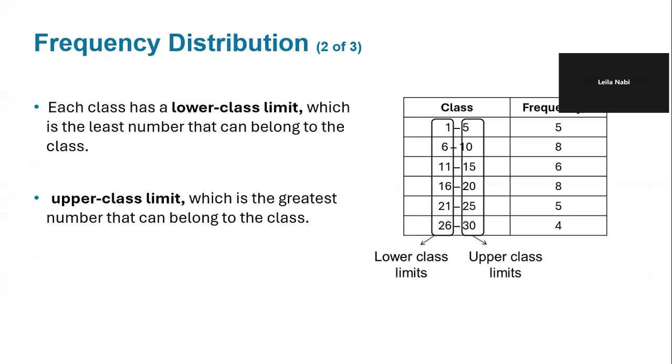In the frequency distribution table, we have two numbers for each class. The first number in each class is called the lower class limit, and the highest number is called the upper class limit. For the first class, the lower class limit is 1, the upper class limit is 5. In the second class, the lower class limit is 6, the upper class limit is 10.